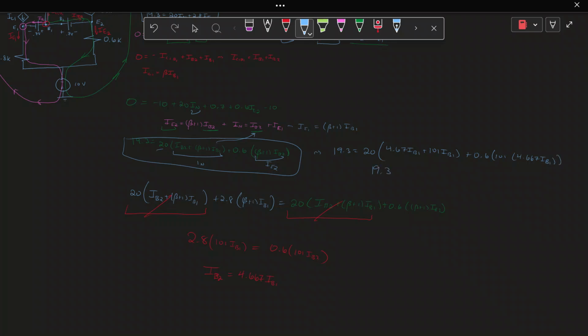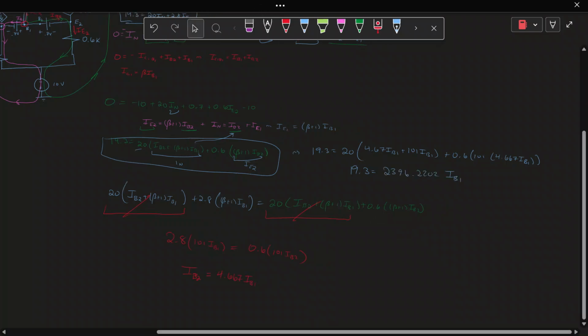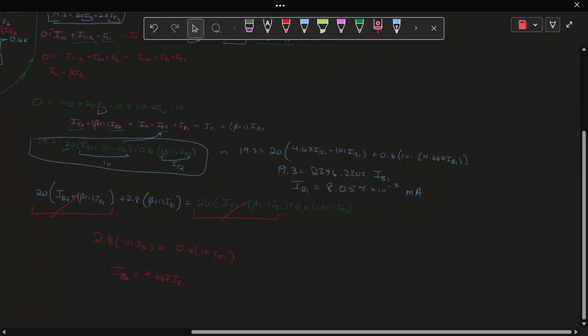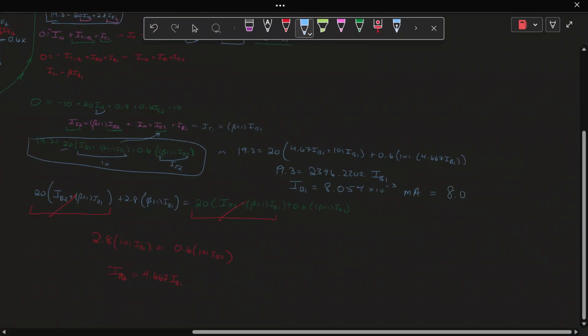Now 19.3 is going to be equal to something times IB1. And so now what we get is 19.3 is equal to 2,396.2202 IB1. And so what we end up finally getting is IB1 is equal to 8.054 times 10 to the minus 3. And remember what I said earlier: if you use not 20K, but just 20 for your resistance values, your final answer will be in milliamps. So IB1 is actually 8.054 microamps.